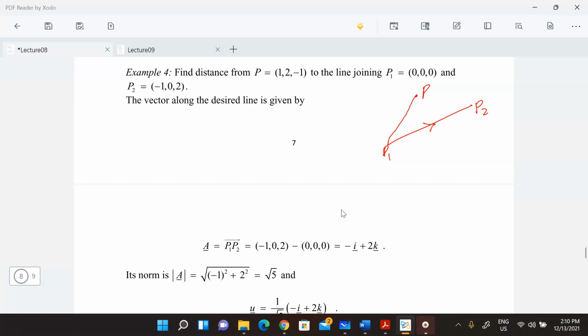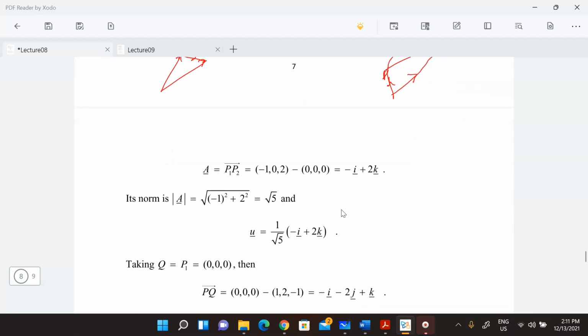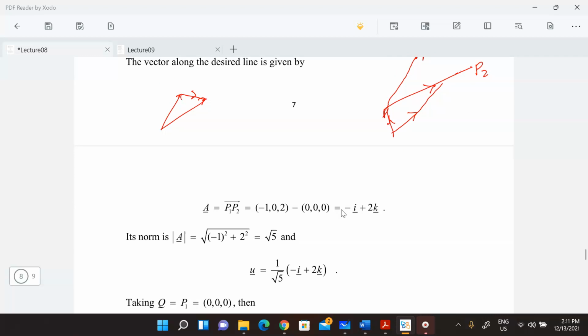Remember, you can think of that as the difference between the two vectors, as in the previous example. So one takes the difference of these coordinates, which are position vectors for each of these points, and you'll find that it is equal to minus i plus 2k. In order to find the unit vector along this direction, you need to find the norm of that vector, which is given by the square root of (-1) squared plus 2 squared. That gives you the square root of 5, and essentially your u here is this vector divided by the norm, which gives you the necessary unit vector.